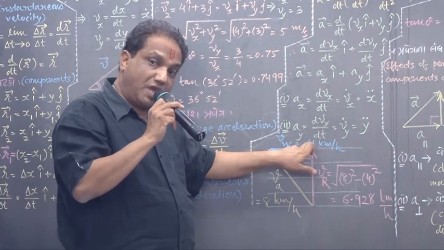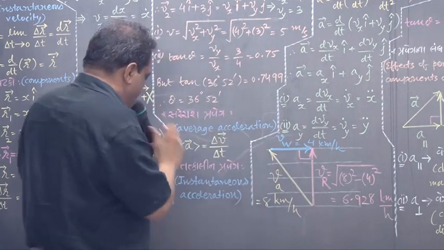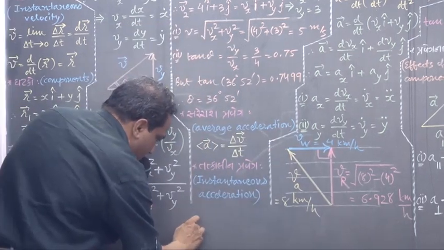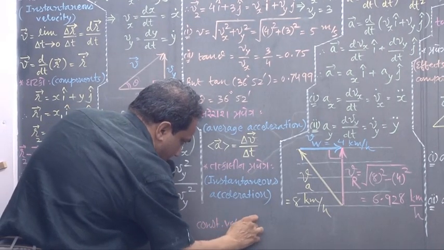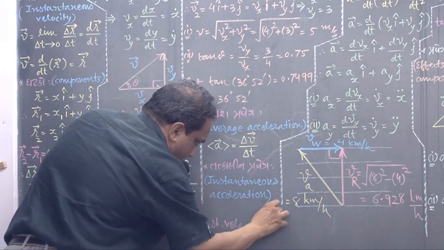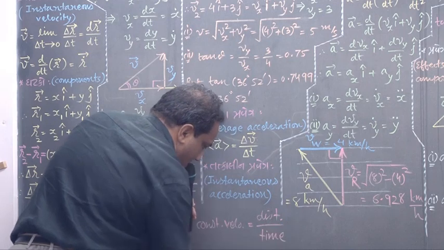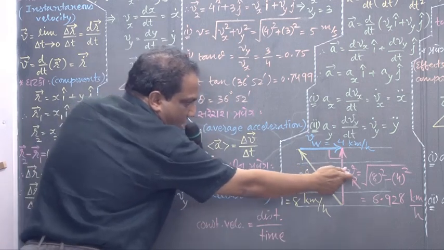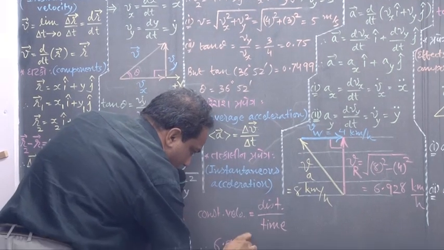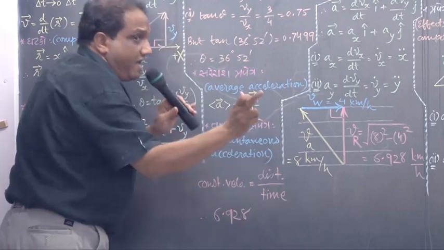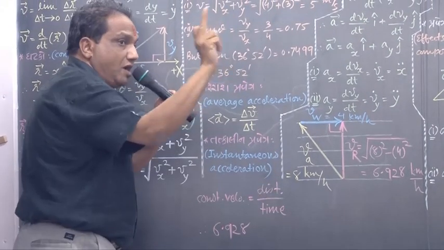Okay? How much time will it take? That is also what we have to find. Now it is very simple. Constant velocity is equal to distance traveled divided by time taken. Constant velocity we have found out. How much? 6.928, say 6.92. But what is the unit? Kilometer per hour. So distance must be taken in kilometer, and time must be taken in hour.